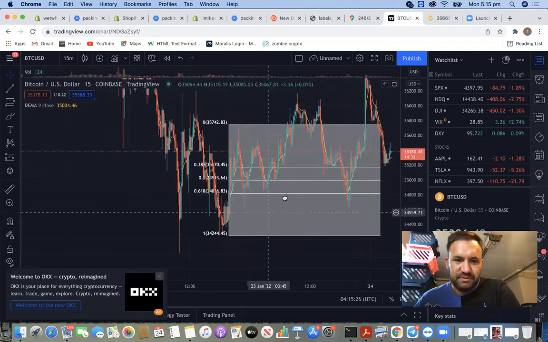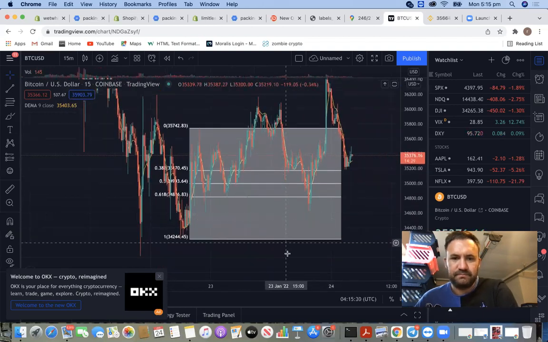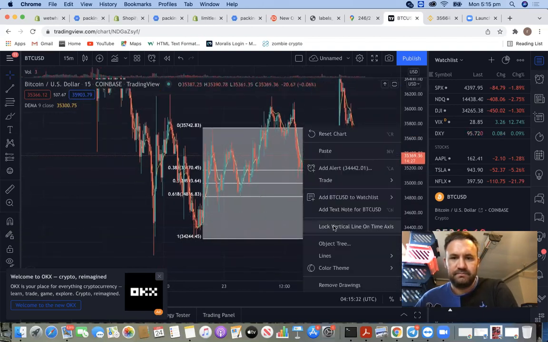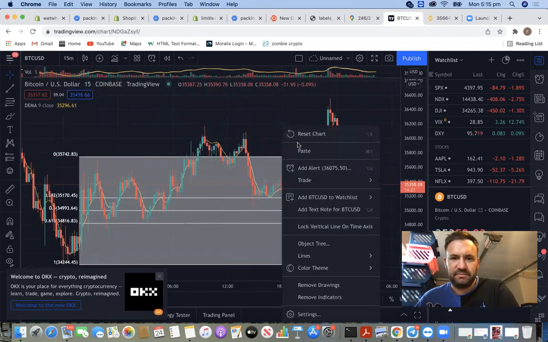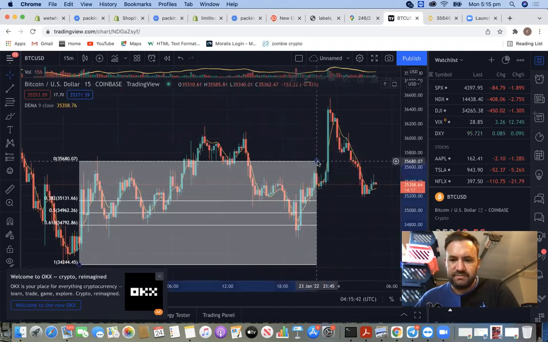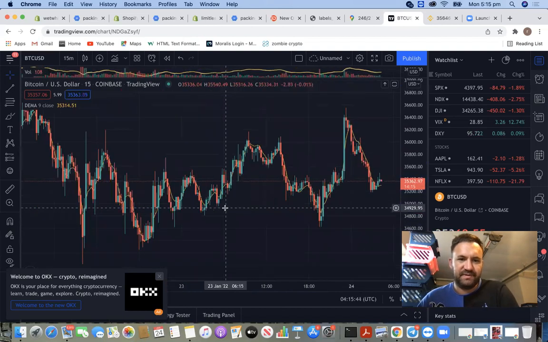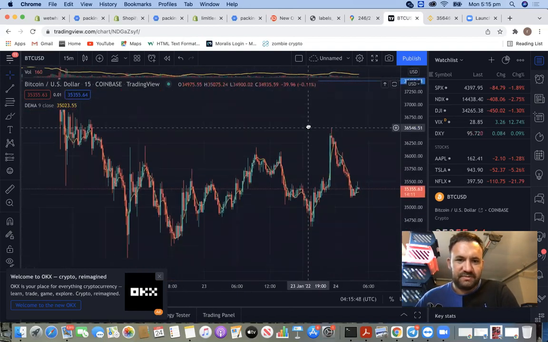Now, we'll use it. Reset chart. Don't know why this isn't working. There we go. Let me finally delete it. Okay, once again, I'll show you some more with it.